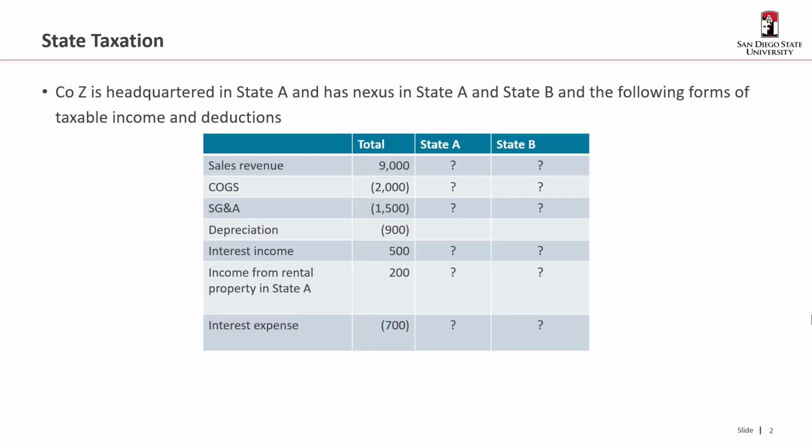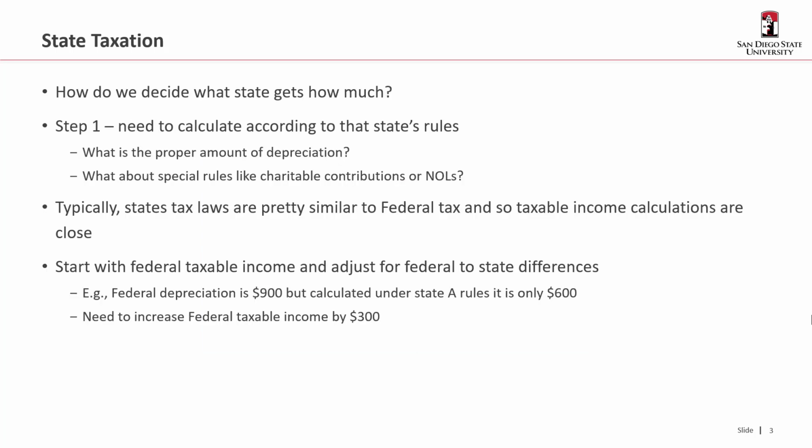Let's start with an example here of Company Z, which is headquartered in State A and has nexus in State A and State B, and the following forms of taxable income and deductions. They've got some sales revenue, cost of goods sold, selling, general and administrative expenses, depreciation, interest income, income from a rental property, and interest expense. One of the next steps we have to do in order to decide how much each state gets is recalculate taxable income under that state's rules.